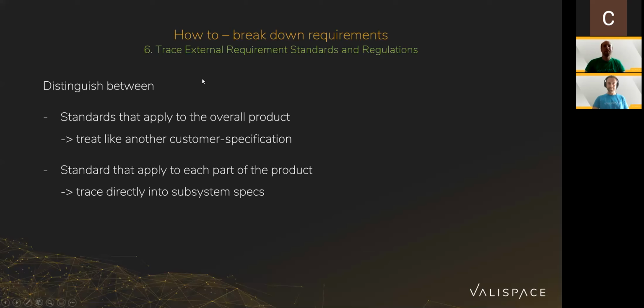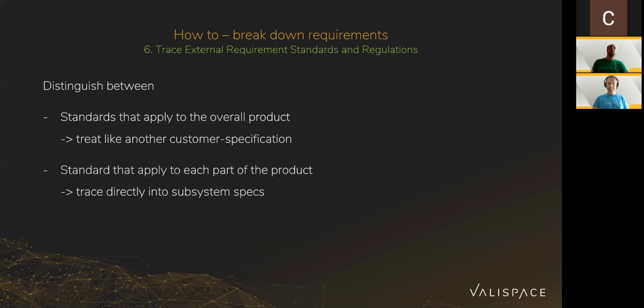The second kind of standard are standards that apply to each part of the product. So what that means is, for example, let's say you have a standard where you say, every time that I produce an equipment, it shall be tested that it doesn't, I don't know, have any electrostatic problems, right?